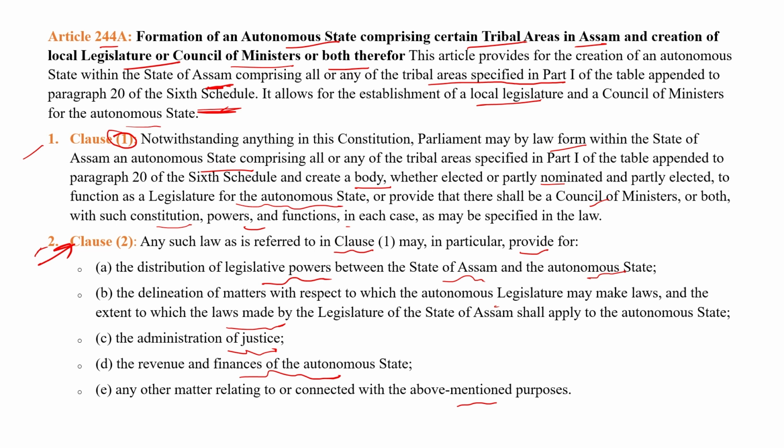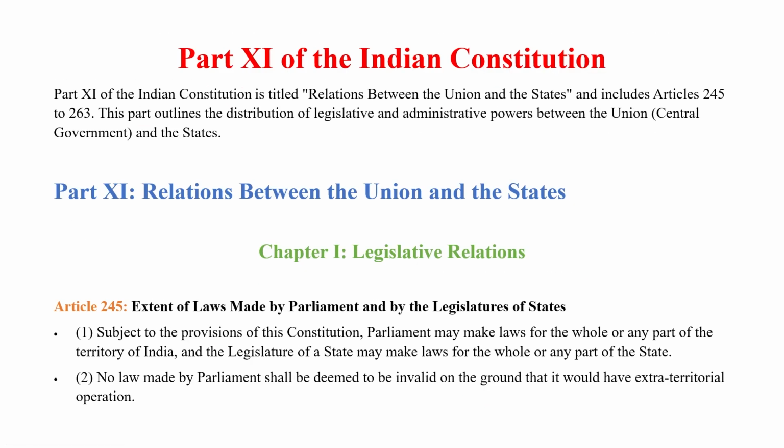Now in this class we will next discuss Part 11 of the Indian Constitution. So let's see Part 11. What is the title of Part 11 of the Indian Constitution? The title of Part 11 is Relations between the Union and the States. This 11th part explains the relations between the Union of India and the States of India. As we already discussed, there is a federal system in India.